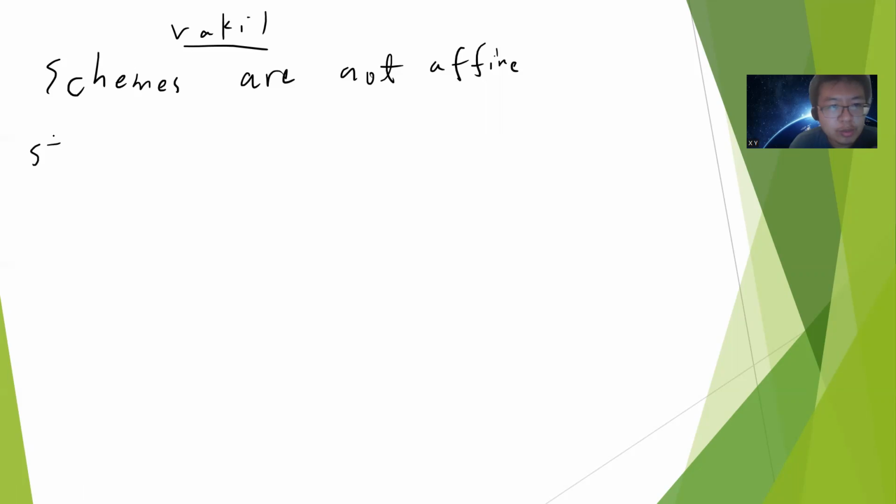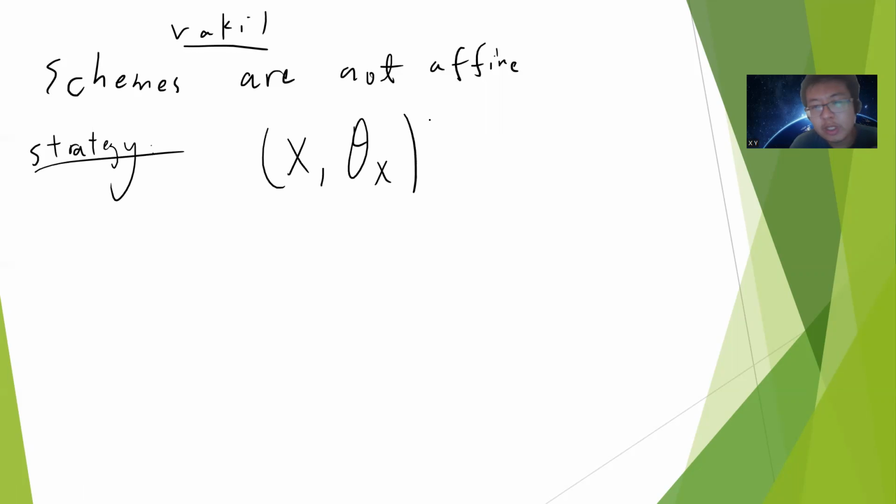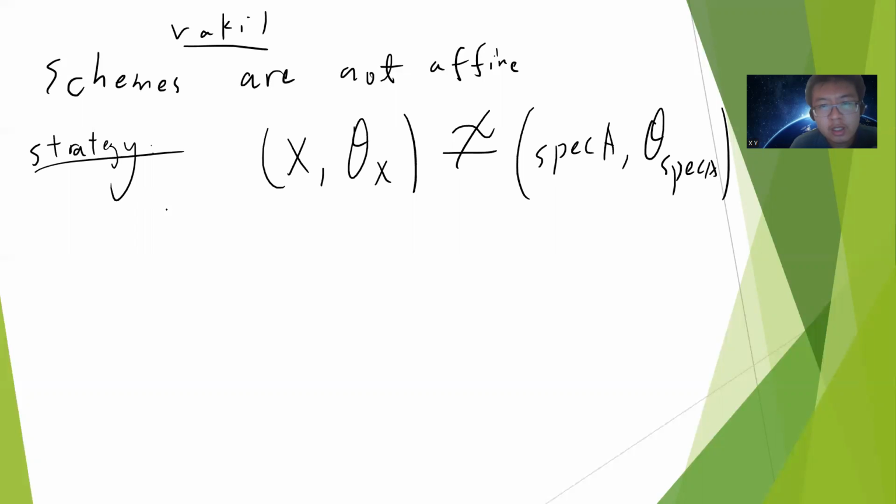Let me just talk about the strategy. If somebody gives you a ringed space and you want to say that it is not affine, you are basically asking that you cannot find a commutative ring A such that this is true. But you will not have a chance to iterate all the possible A, so the standard strategy is that you calculate the global sections.